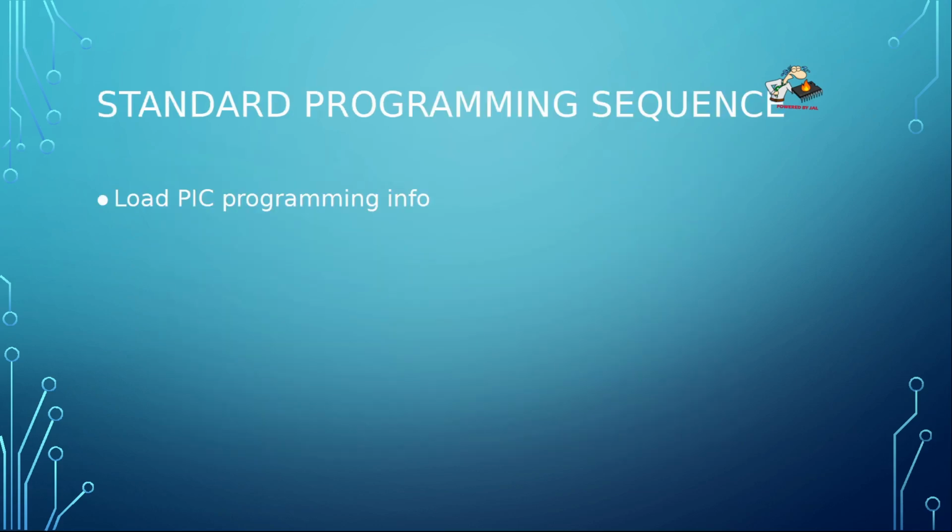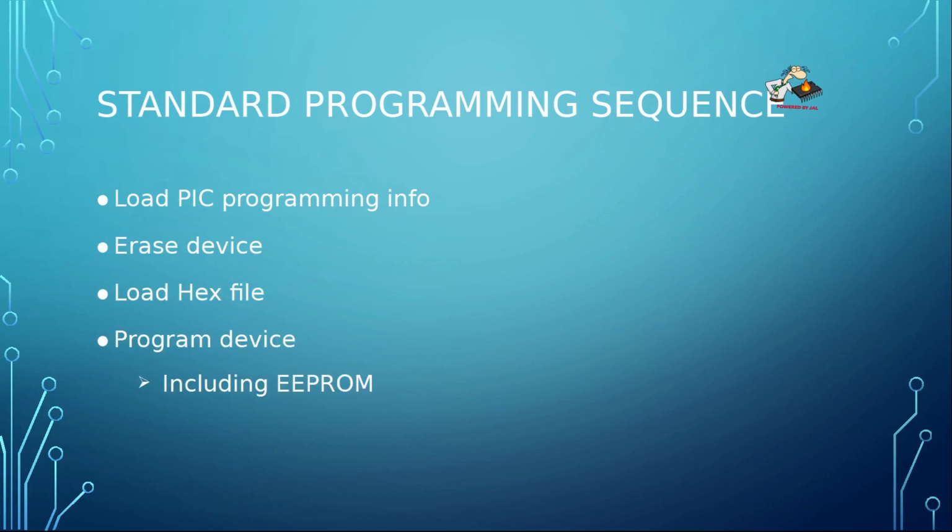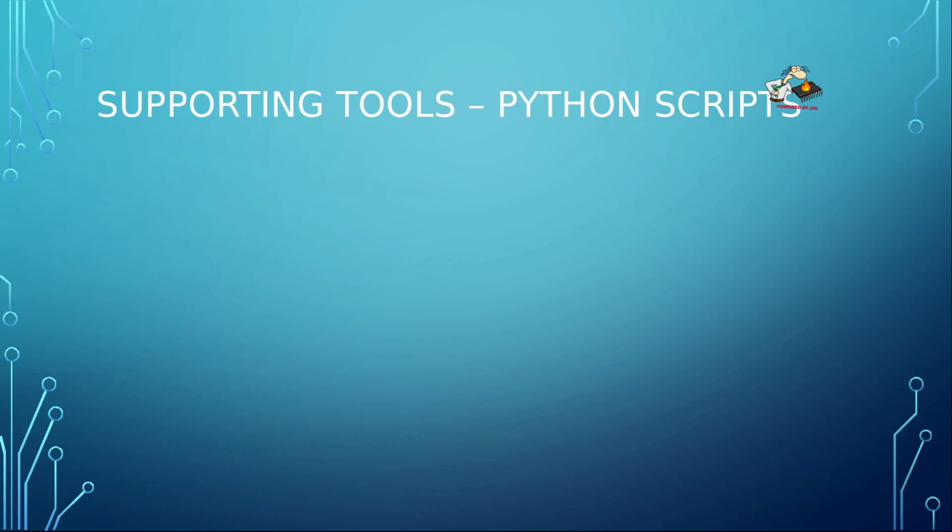So what does a standard programming sequence look like? First you have to load the PIC programming info so that the programmer knows the programming parameters for the PIC it needs to program. Then you can erase the device, load the hex file into the PIC programmer and program the device. And if there's EEPROM data in the hex file, it will also be programmed. And the last step is to verify the device.